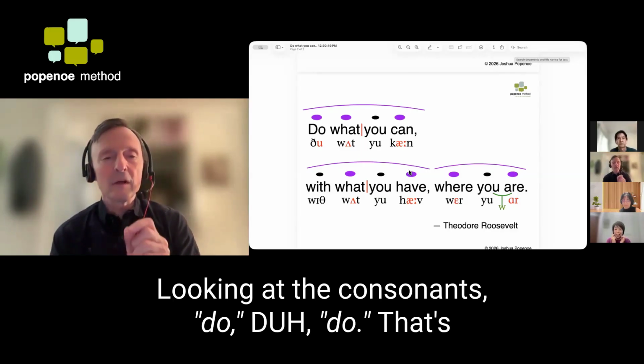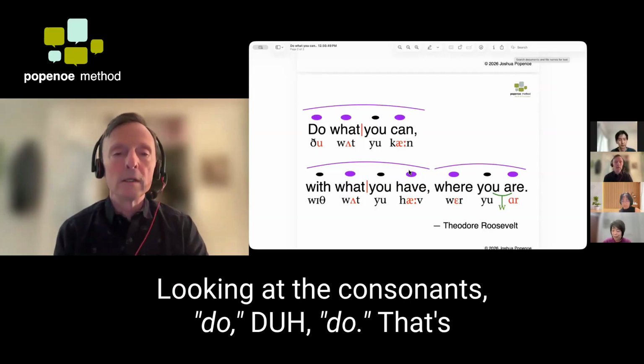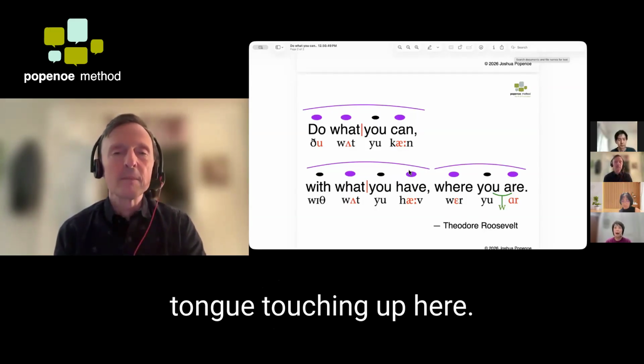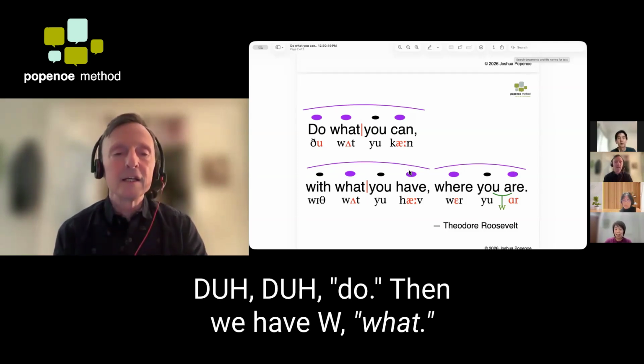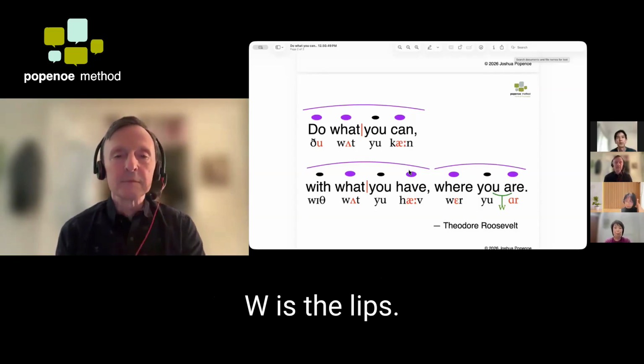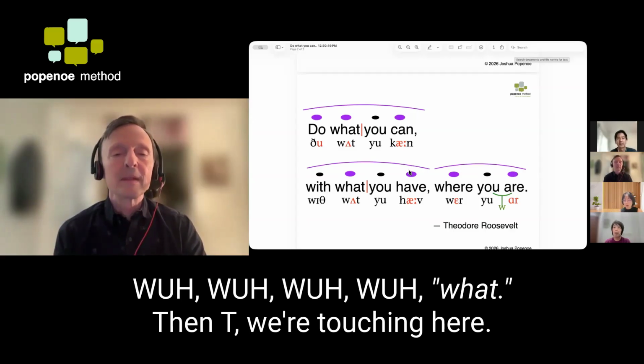All right, looking at the consonants. Do, duh, do. That's tongue tucking up here. Voiced, tongue touching here. Duh, do. Then we have W. What? W is the lips. It's a glide consonant. What? Then T, we're touching here.